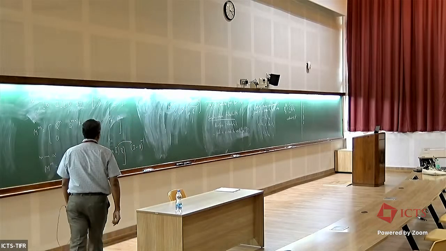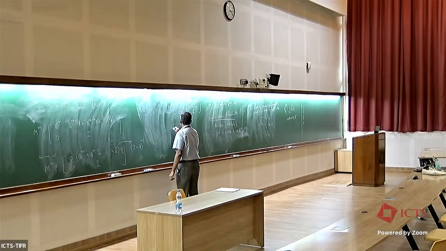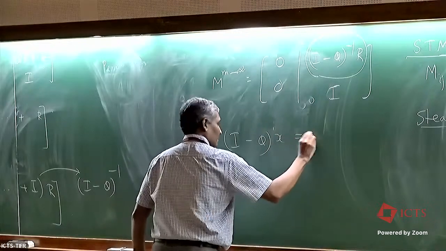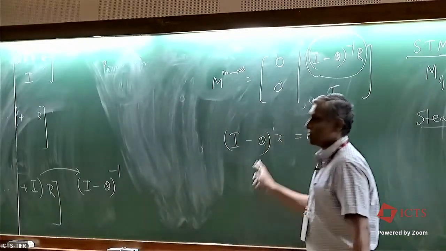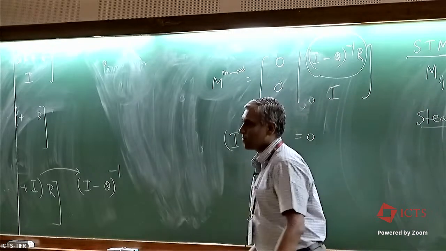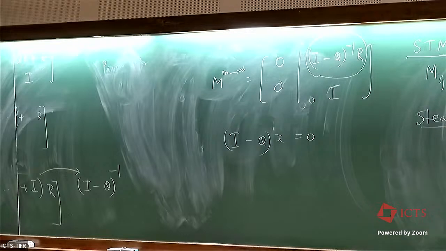Oh, it's very easy to show. Just solve this, and you'll immediately know that I minus q is invertible. You can show that x actually is 0 for this, always. It's very, very easy to show. It's a good exercise, try it out.